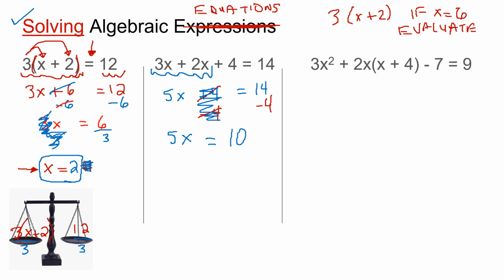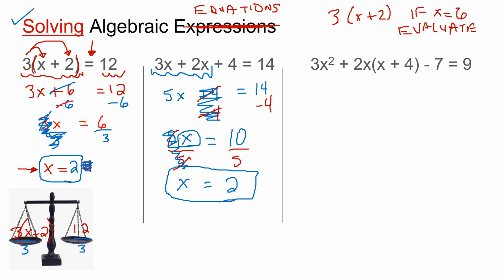Got to get rid of the 5. These are multiplied. The opposite would be divide. So if I divide by 5 on the left and the right, then on the left-hand side, I've got nothing but x. When these guys canceled out, that's what I was looking for. On the right-hand side, 10 divided by 5 is going to be a 2. And we're done with that one right there.